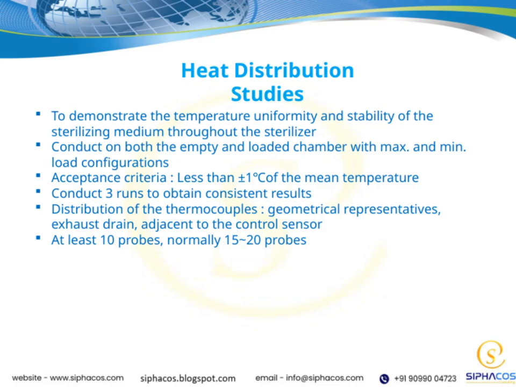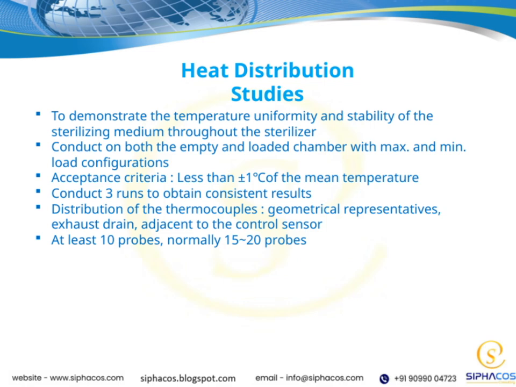Let's look at how we demonstrate the temperature uniformity and stability of the sterilizing medium throughout the sterilizer. We conduct tests on both the empty chamber and the loaded chamber, using both the maximum and minimum load configurations to ensure consistency across different conditions. The key acceptance criterion here is that the temperature variation should be within plus or minus 1 degree Celsius of the mean temperature. To ensure reliability, we perform 3 separate runs to gather consistent results.